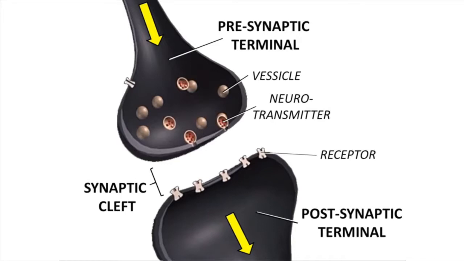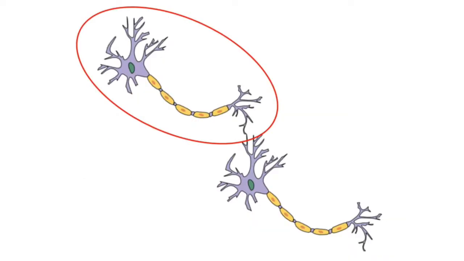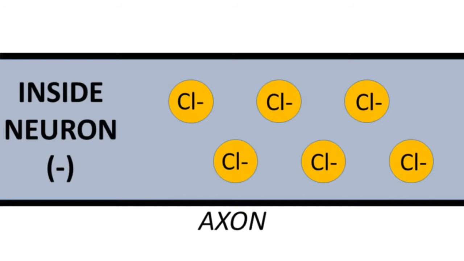Okay, now that we're familiar with the neuron and the synapse, we can see how all these parts fit together to allow the brain to communicate. So let's begin by looking at a single neuron. Inside of each neuron are a number of ions floating around. Now, an ion is a molecule or particle that has gained or lost an electron. So this gives an ion a specific charge.